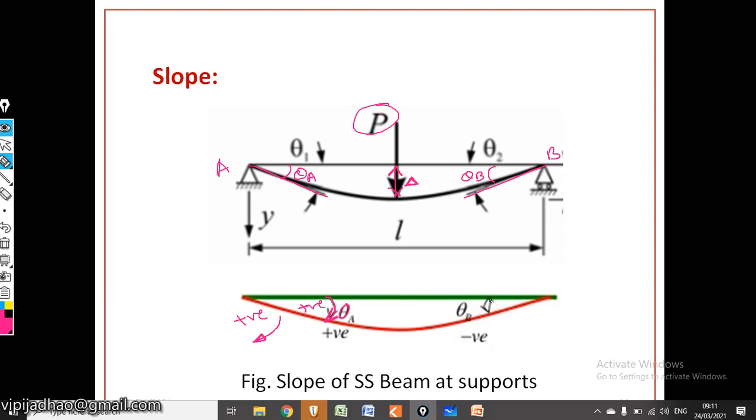Whereas if you see here theta B, the change in the position is in anti-clockwise direction. That is, the beam is deflecting like this. Therefore, we consider this theta B as negative, so for anti-clockwise direction slope we consider negative. Okay, so this is anti-clockwise and this is clockwise. For clockwise direction we consider the slope as positive, whereas for anti-clockwise direction we consider the slope as negative.